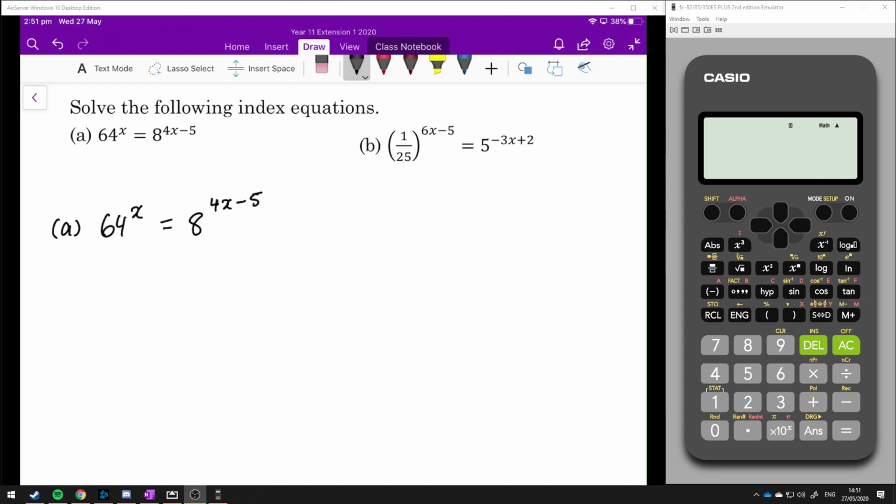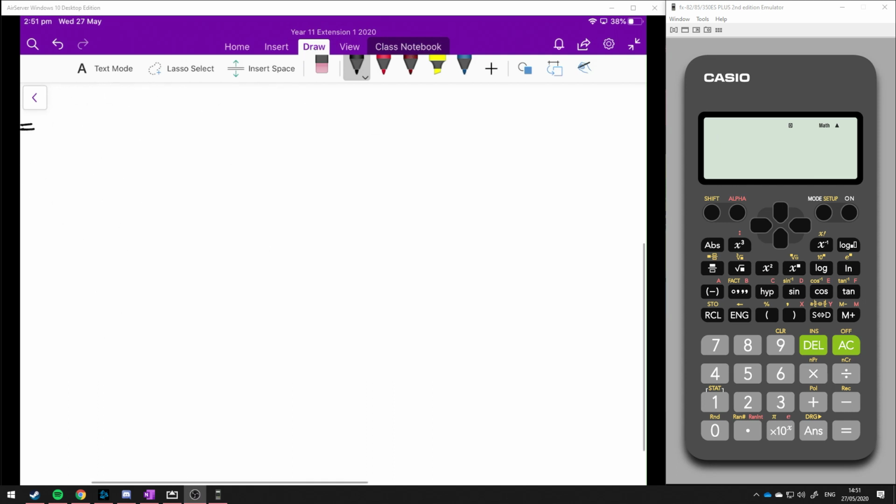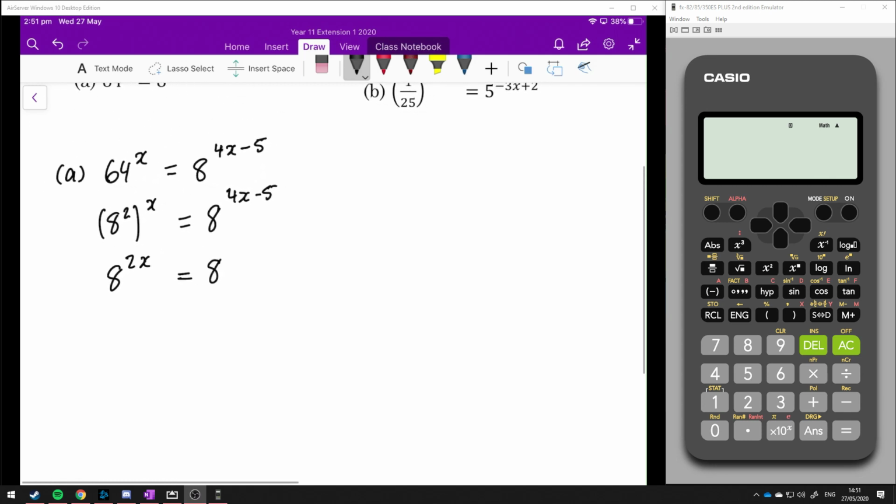So in this one, 64 to the power of x, I can write that as 8 to the power of 2 to the power of x, and that's equal to 8 to the 4x minus 5. By my power of a power rule, that's 8 to the 2x, because I multiply those, and that's equal to 8 to the 4x minus 5. Once I've done this, the bases are the same. I don't actually care about those at all. I just need the 2x to be equal to the 4x minus 5, because the bases are the same, so now the powers need to be the same.